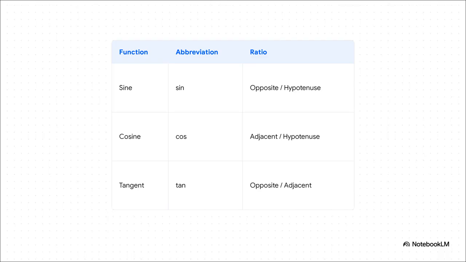So mathematicians gave these super useful fixed ratios some special names: sine, cosine, and tangent. The sine is just the ratio of the opposite side divided by the hypotenuse. The cosine is the adjacent side over the hypotenuse, and the tangent is the opposite side over the adjacent. These three ratios are our main toolkit.